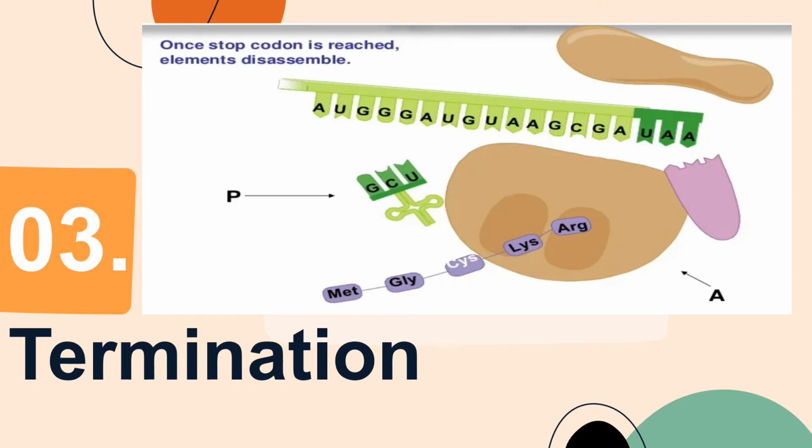After termination, the polypeptide may still need to fold into the right 3D shape, undergo processing such as the removal of amino acids, get shipped to the right place in the cell, or combine with other polypeptides before it can do its job as a functional protein. So once a stop codon is reached, the elements disassemble.